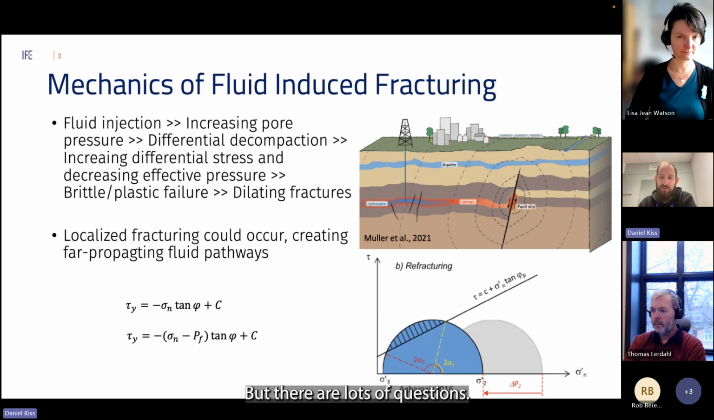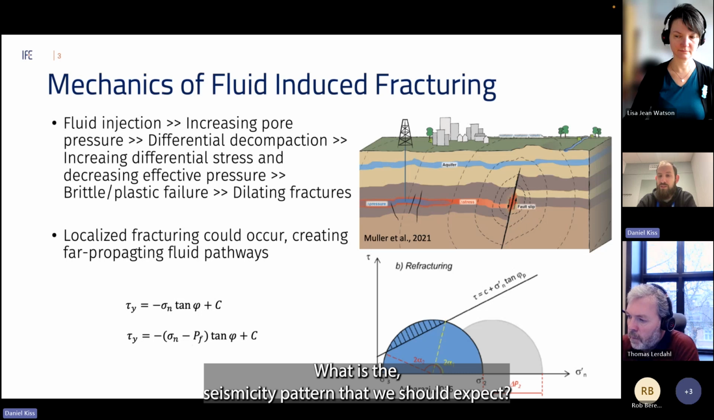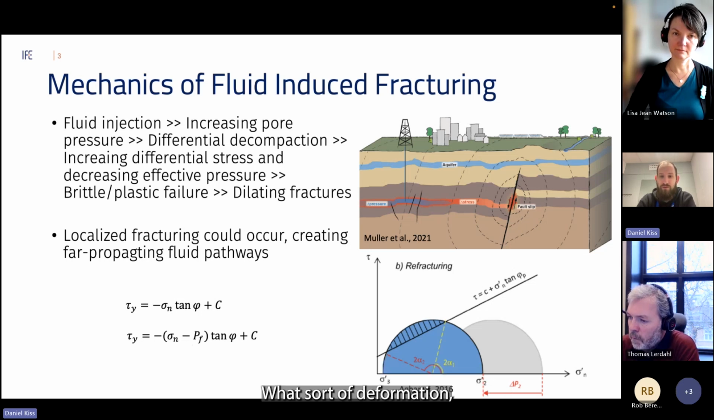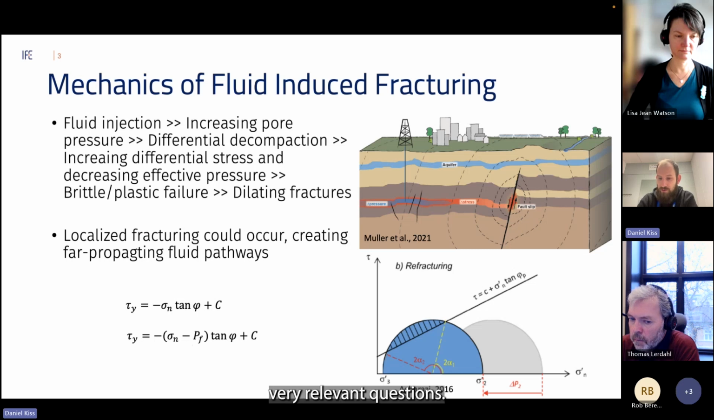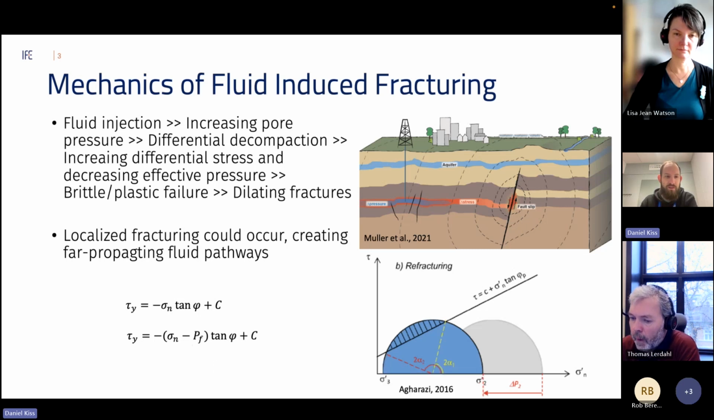But there are lots of questions. What happens after the initiation of fracturing? What is the seismicity pattern that we should expect? What is the magnitude that we should expect? What sort of deformation would this result in? Are we going to see a differential uplift or subsidence on the surface or not? These are all very relevant questions we cannot answer with simple Mohr-Coulomb analysis.